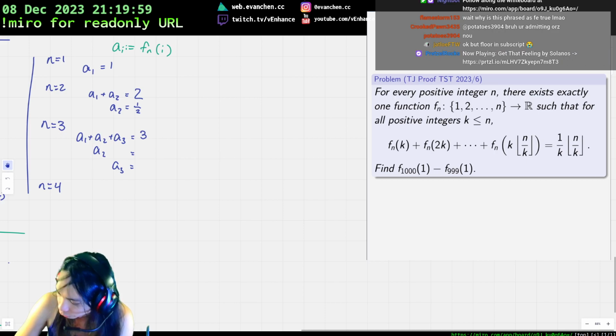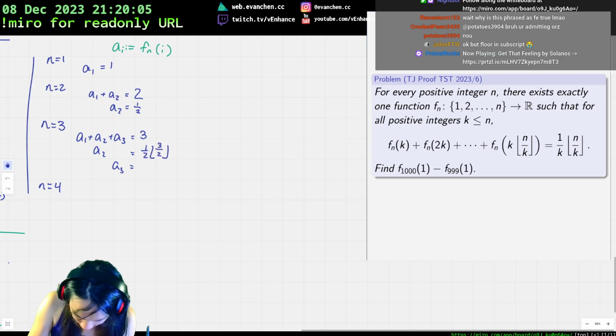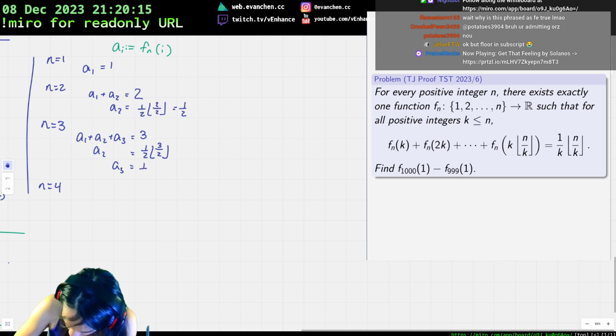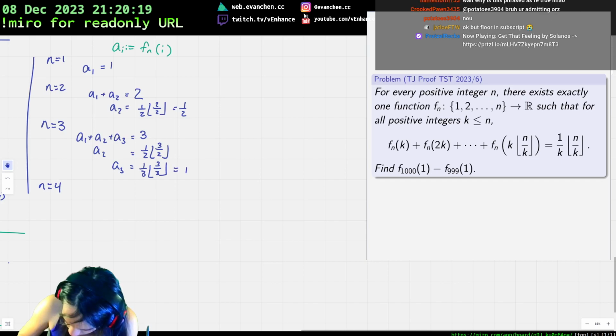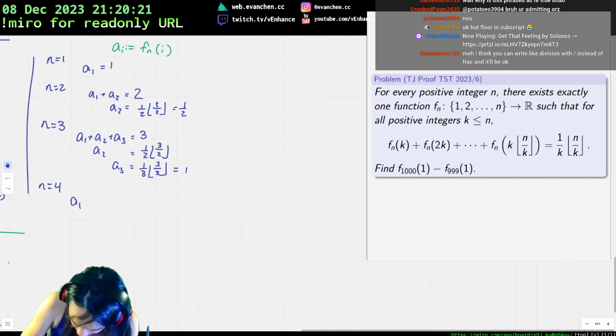1/2 of floor 3/2. What is the right hand side? I understand what the left hand side is trying to do, but I don't see what the right hand side is trying to do. 1/2, 2, 2. Okay, and then 4 is the first time that there's more than one equation that isn't stupid.